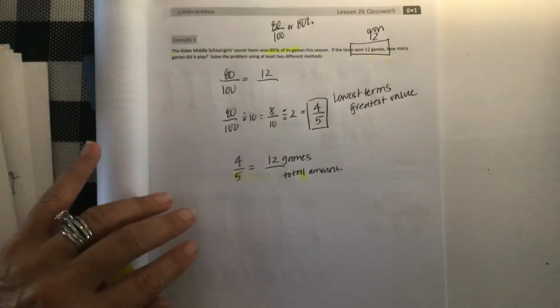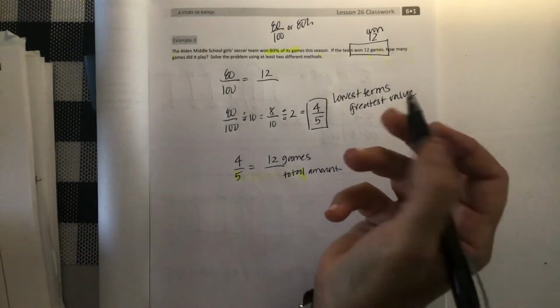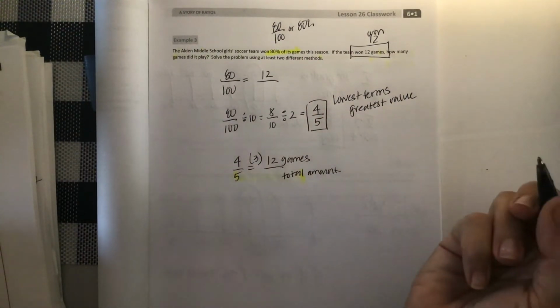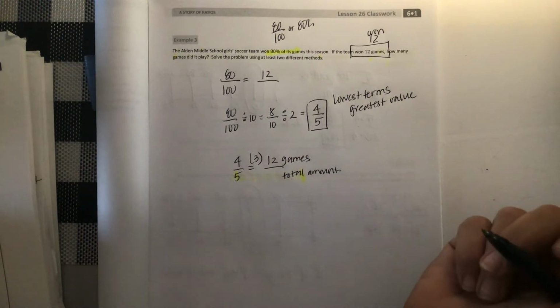And we're going to say that they played 12 games, but we don't know the total amount of games. Okay, so 4 times what equals 12? Oh, it's blurry. 4 times what equals 12? 4 times 3. Sorry, it was blurry. Just push pause and rewrite it, okay?